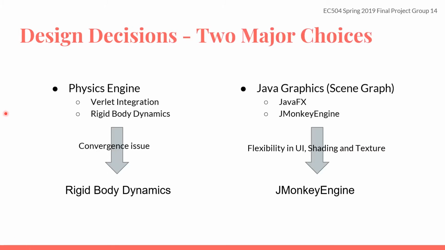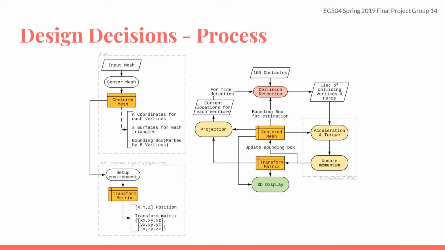For our project we had two major choices we had to make early. We had to choose how to implement our physics engine and how to implement the Java graphics. When implementing the physics engine, we had two options: Verlet integration or rigid body dynamics. Due to convergence issues we chose rigid body dynamics. When implementing the Java graphics we had two options: JavaFX and JMonkeyEngine. JMonkeyEngine had flexibility in UI, shading and texture, so we chose that option. The process of our design is represented in this diagram, which includes the data structures used in the program.